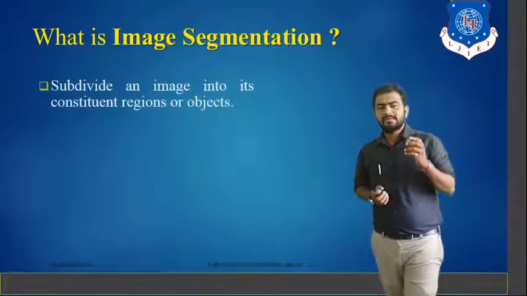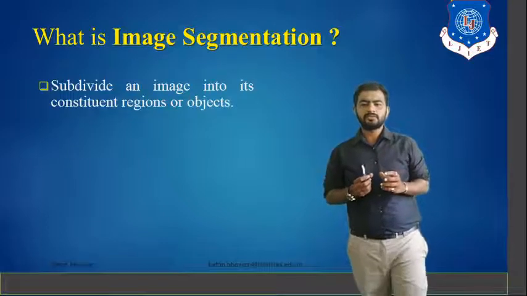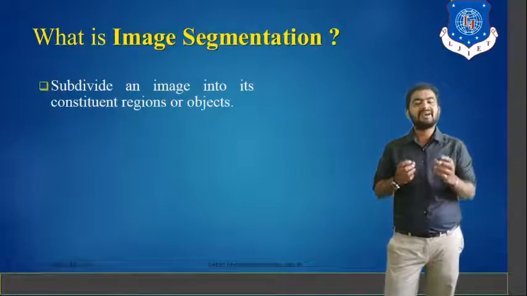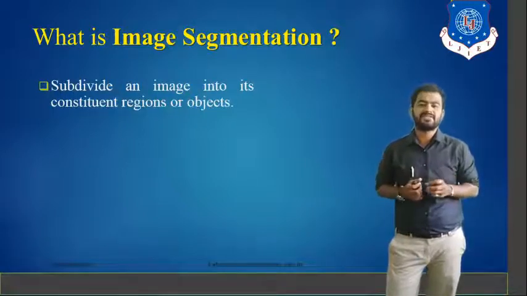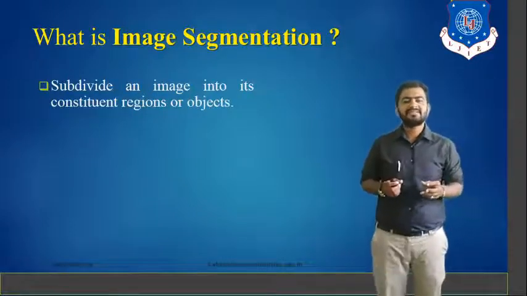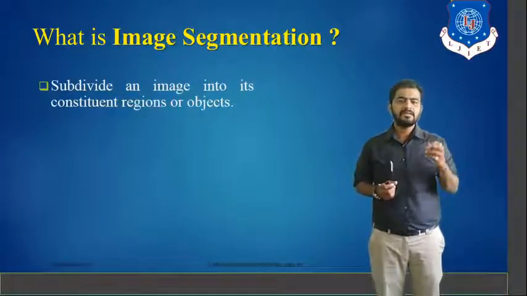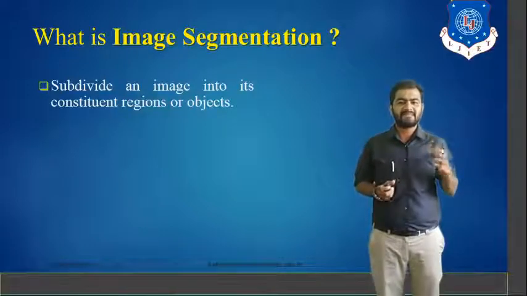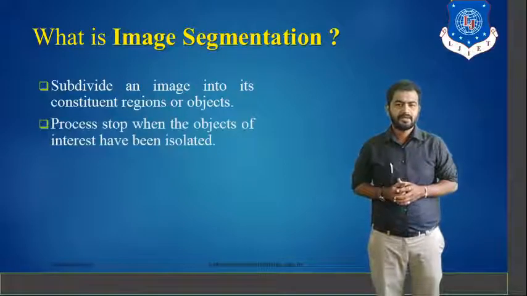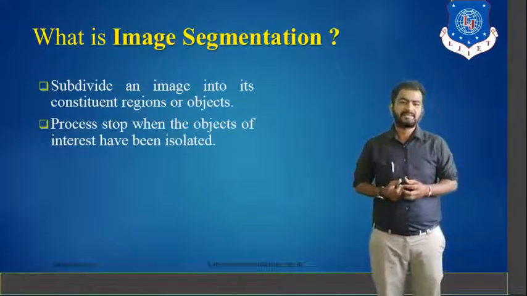Image segmentation is used to divide the image into its constituent regions or objects. In simple words, we can say it divides the image into meaningful regions. When we talk about image segmentation, we are dividing the image into sub-parts in a meaningful manner. The process stops when the object of interest has been isolated.